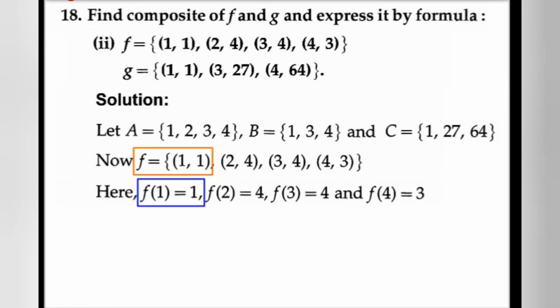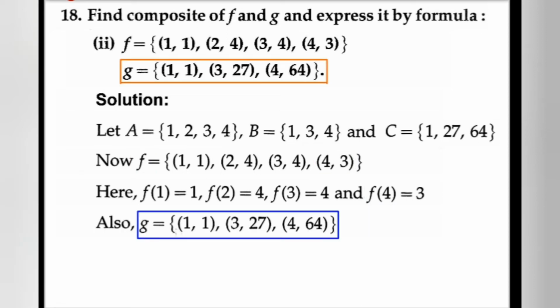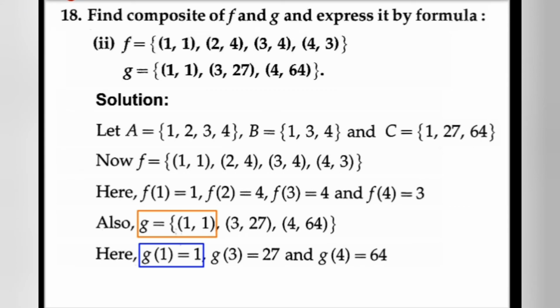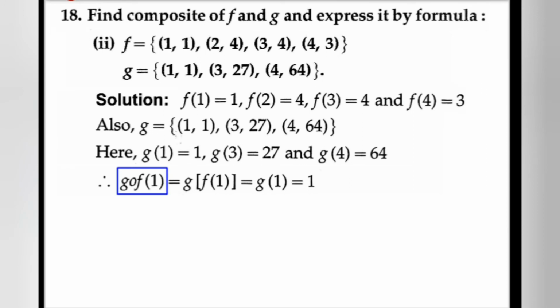Now f is equal to the set {(1, 1), (2, 4), (3, 4), (4, 3)}. Here f(1) is equal to 1, f(2) is equal to 4, f(3) is equal to 4, and f(4) is equal to 3. Also, g is equal to the set {(1, 1), (3, 27), (4, 64)}. Here g(1) is equal to 1, g(3) is equal to 27, g(4) is equal to 64.